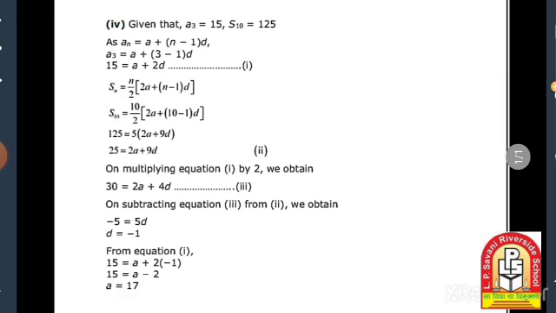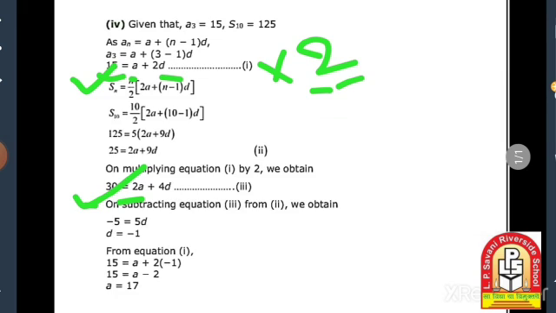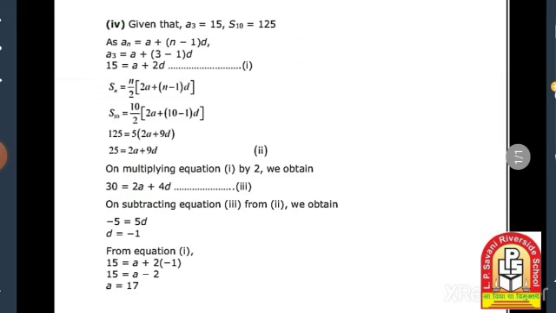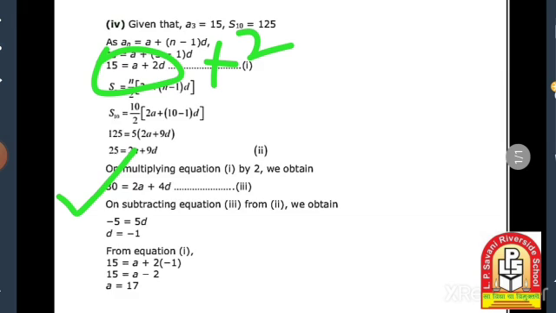After that, by solving equations 1 and 2, I just multiply equation 1 by 2. Here I got 30 is equal to 2a plus 4d after multiplying this equation with 2. So 15 twos are 30, a twos are 2a, and 2d twos are 4d. In this way I multiply this equation with 2, and then I got the equation 30 is equal to 2a plus 4d.